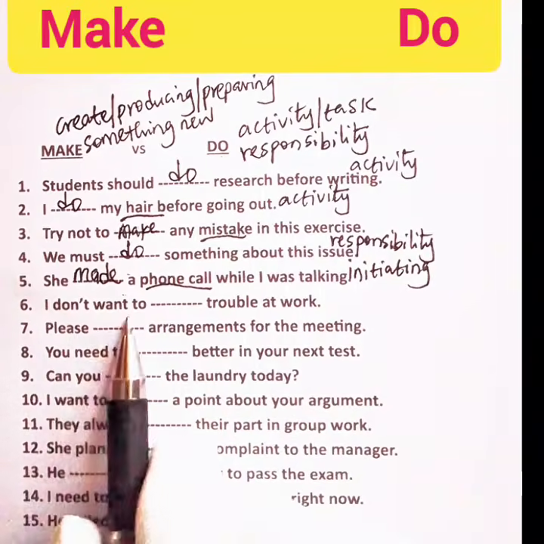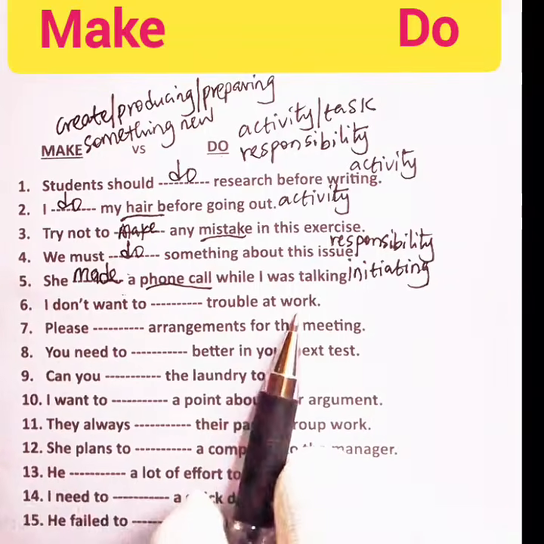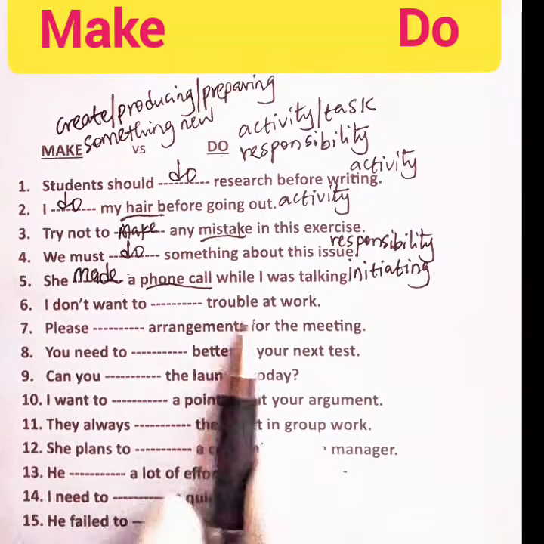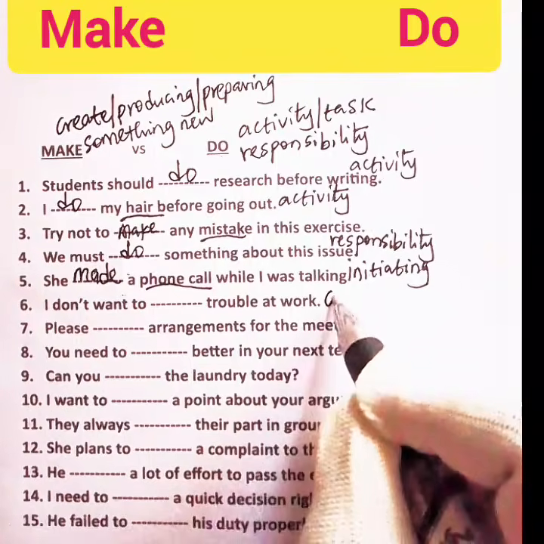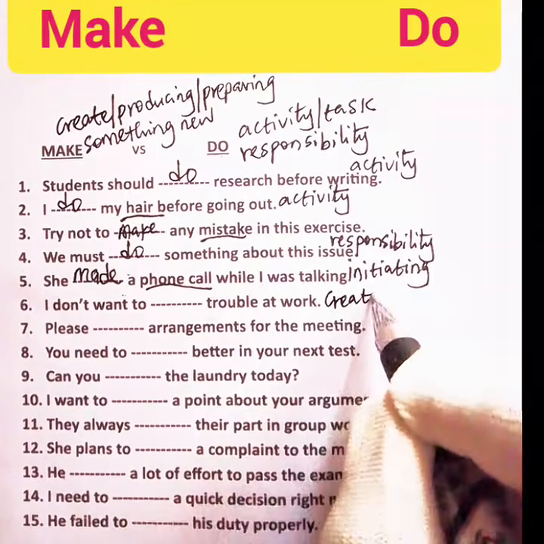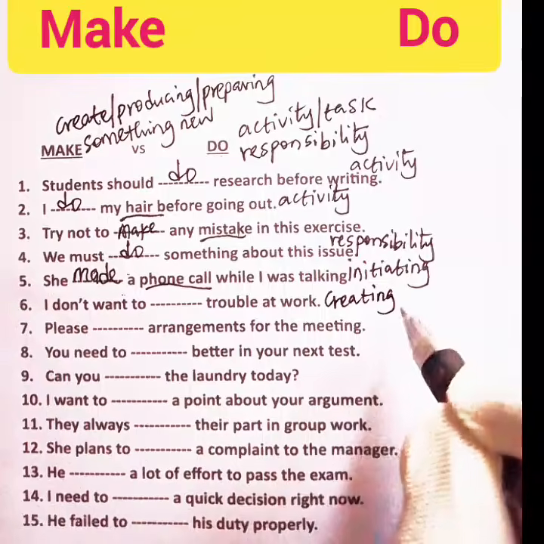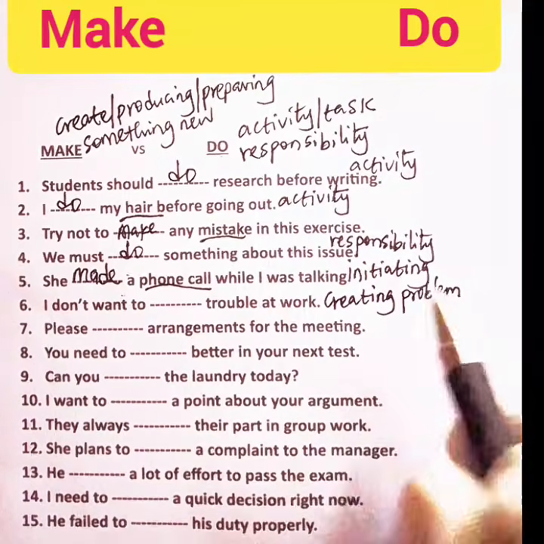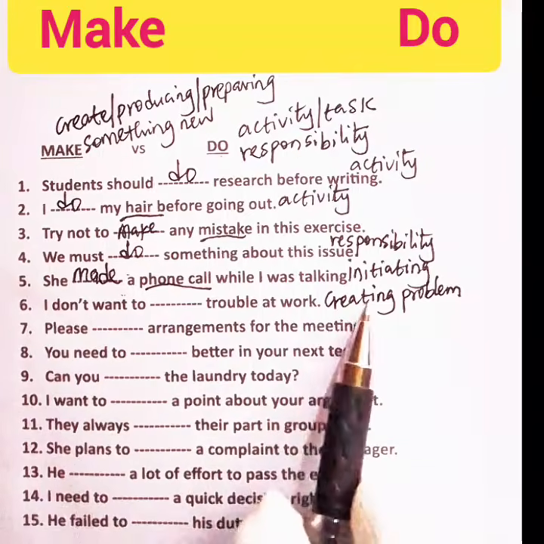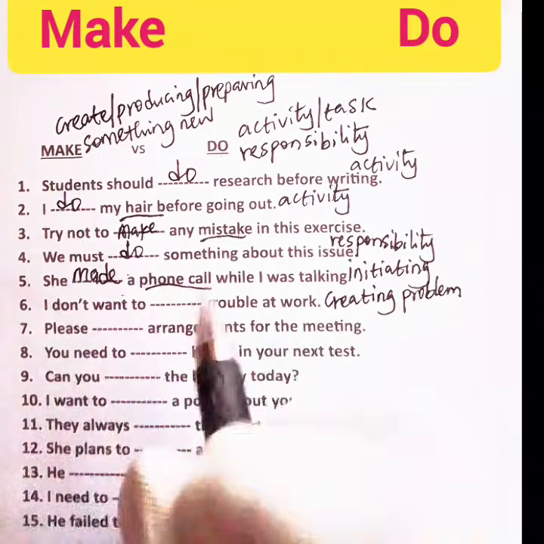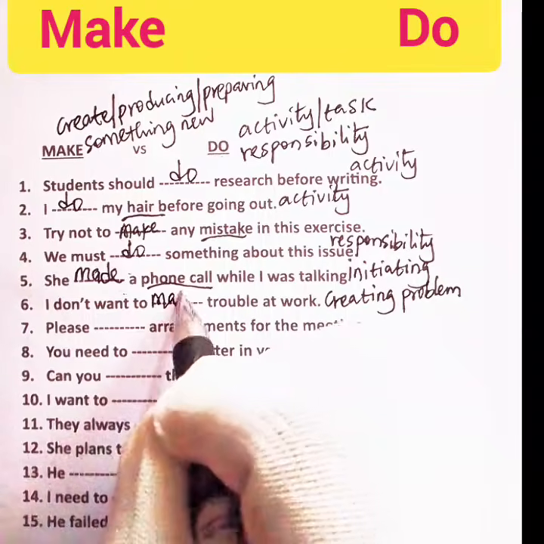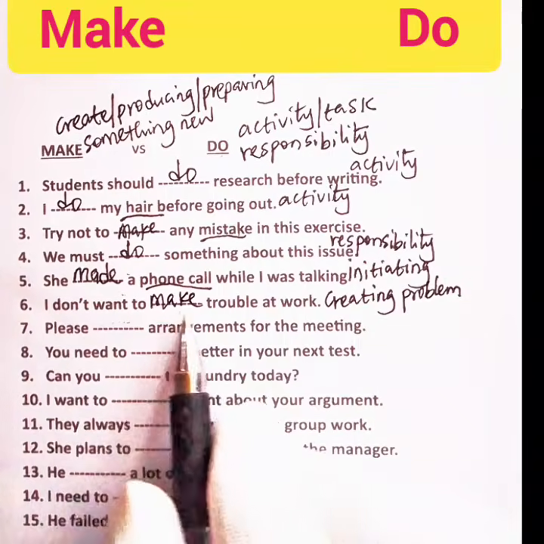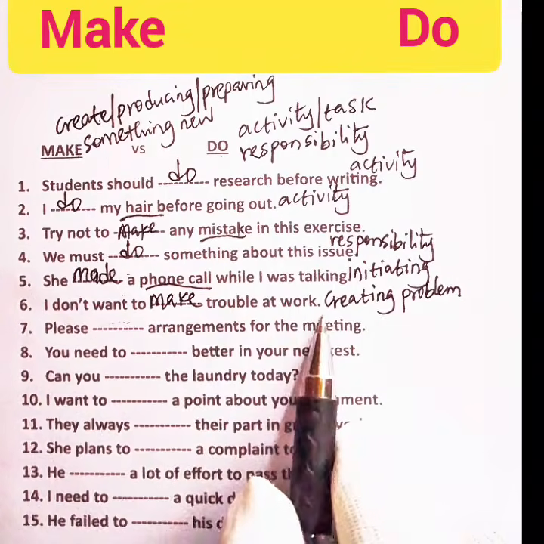6. I don't want to blank trouble at work. This is all about creating something, which is problem. Creating problem. So anything that has to do with creating, we use make for it. I don't want to make trouble at work.